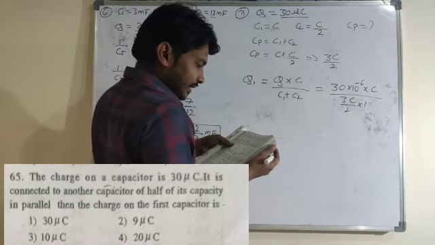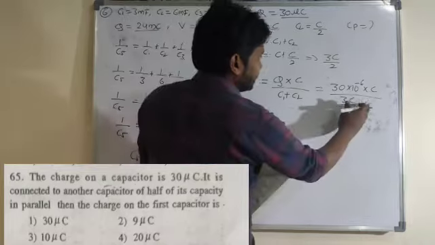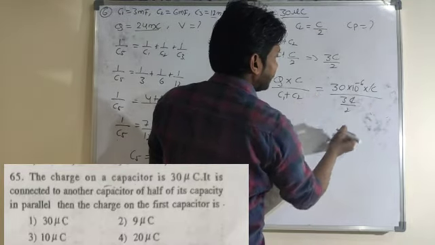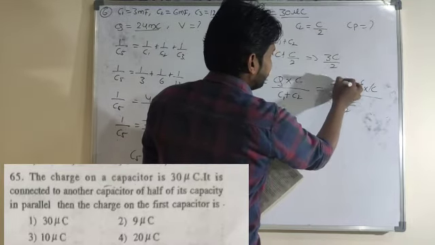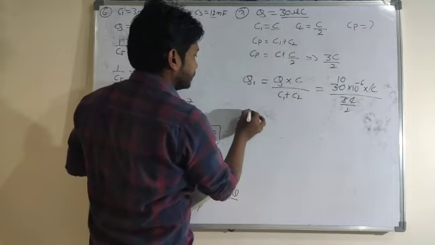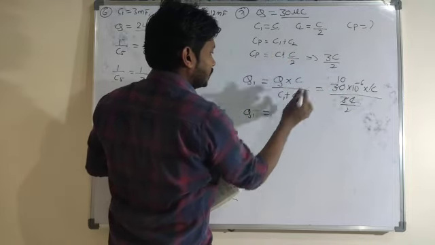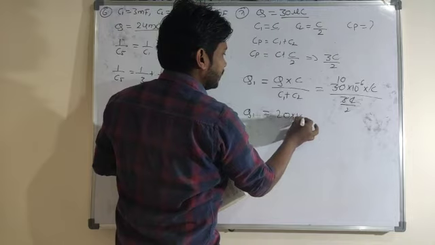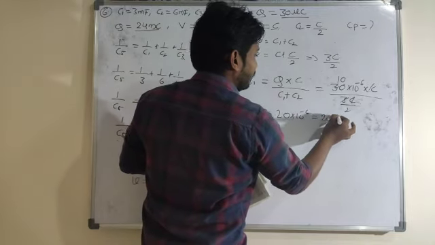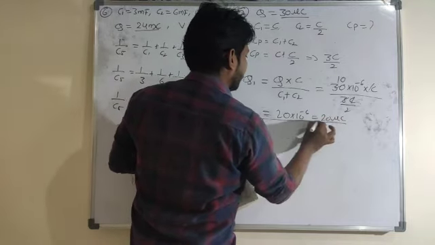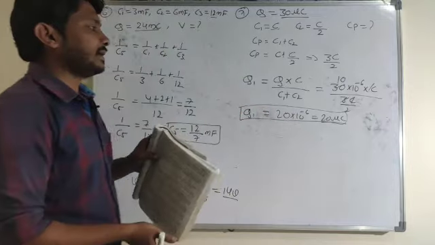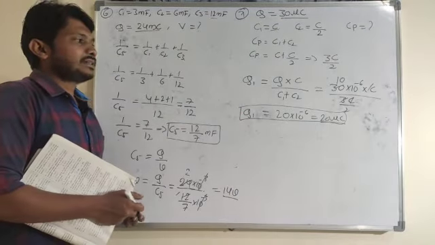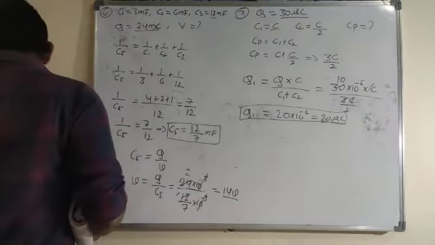This is also in terms of 3C by 2 only, so the C term gets cancelled. 10s are 20, so 2 goes to the numerator. So 20 into 10 to the power of minus 6, or 20 microcoulomb. What is the charge on that first capacitor here? The charge on the first capacitor is 20 microcoulomb.